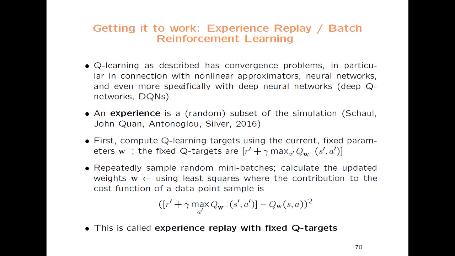Then one of the tricks which are used is this experience replay with fixed Q targets. So Q-learning, as described, has sometimes convergence problems, in particular when used together with neural networks, and even more specifically with deep neural networks. So deep Q networks, or DQNs, they are sometimes called.